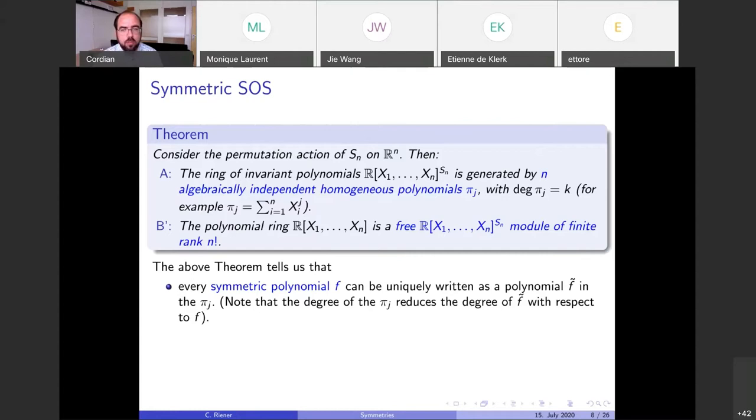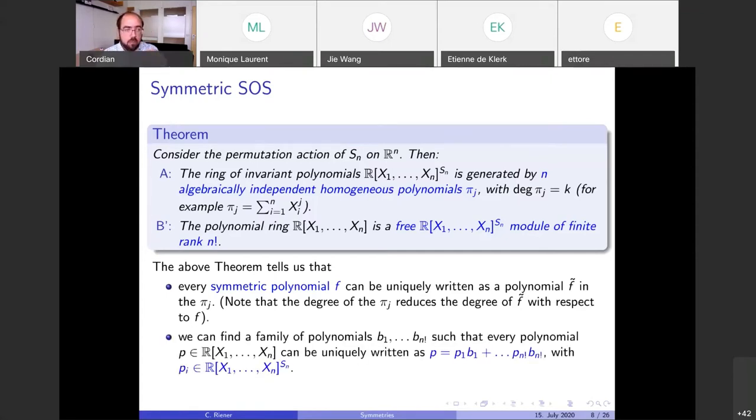If you don't feel comfortable with this notation, let me just break this down a little bit. So the above theorem essentially tells us, A again, that every symmetric polynomial f can be uniquely written as a polynomial f tilde, again, in the pjs. And again, note that the degree of the pjs now might be even bigger than 2. Hence, this reduces the degree of f tilde a priori, possibly, with respect to f. So for example, my polynomial pj, this is also an invariant polynomial, of course. And if I represent pj in terms of the pi's, then of course this is just a linear polynomial.